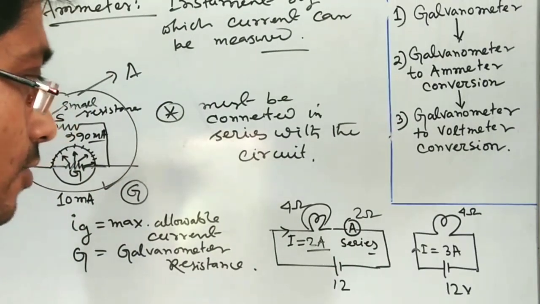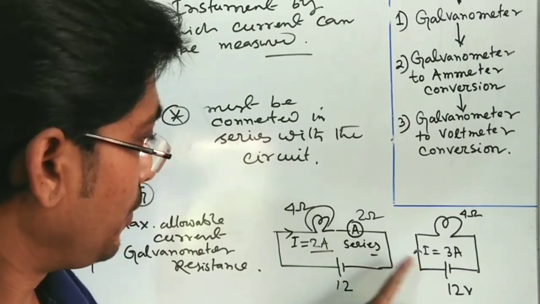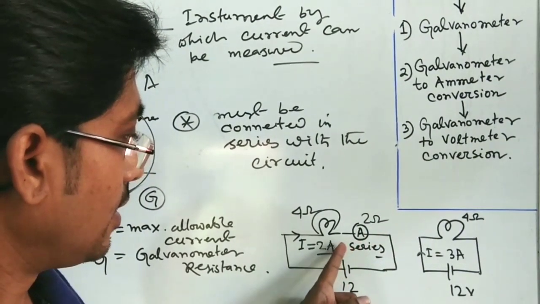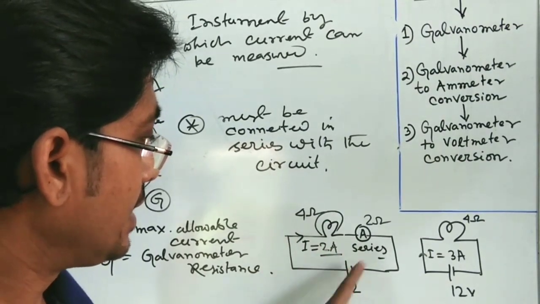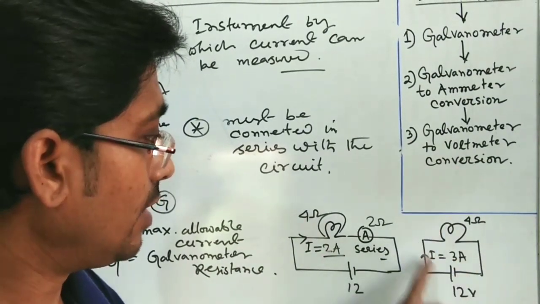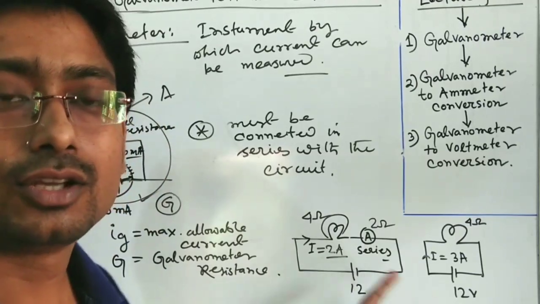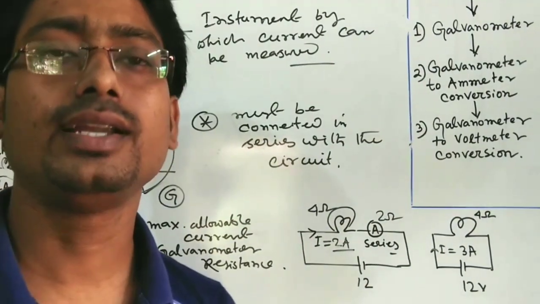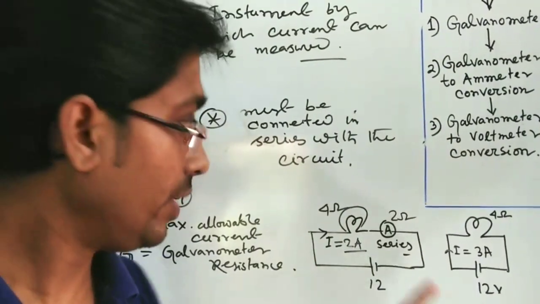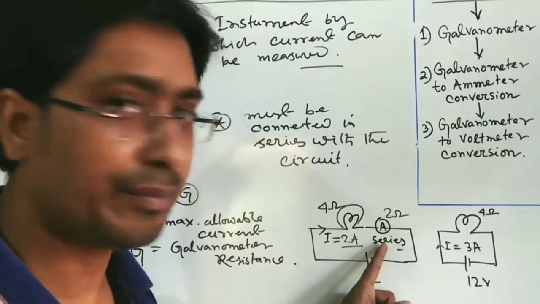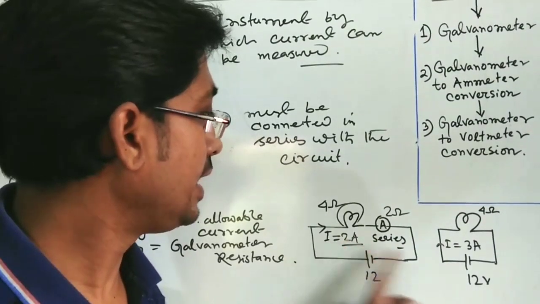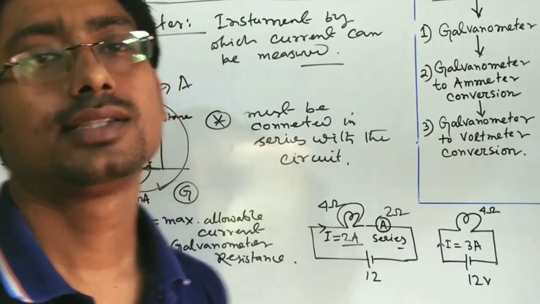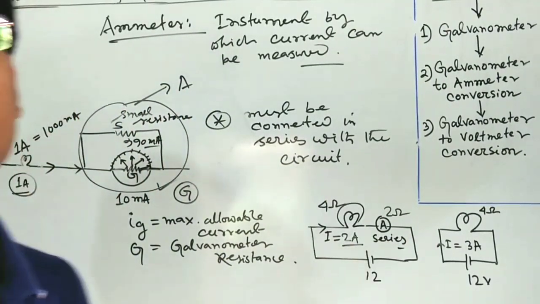Now you can understand what is happening here. If you attach an ammeter of 2 ohm, then the current in the main circuit, the current flowing in the bulb, that is 3 ampere, will be changed. So what should I do? We should use an ammeter which has a very small amount of resistance. If the ammeter has a small resistance, the main current, which is 3 ampere, will stay very close to 3 ampere. Otherwise the current in the circuit will be altered.